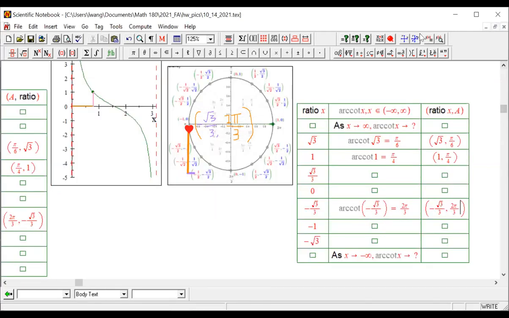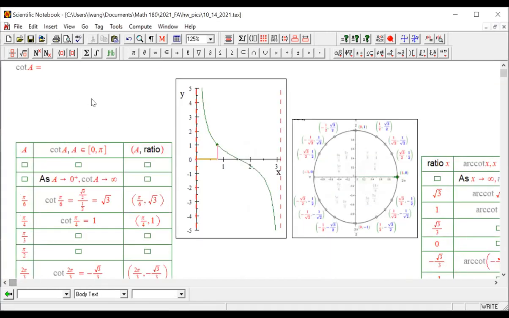Give me one quick second. Decreasing function: a function f is called decreasing on an interval I if f of x1 is greater than f of x2 whenever x1 is less than x2. Whenever the input x sub 1 is less than x sub 2, the output f of x sub 1 is larger than f of x sub 2. That's decreasing.